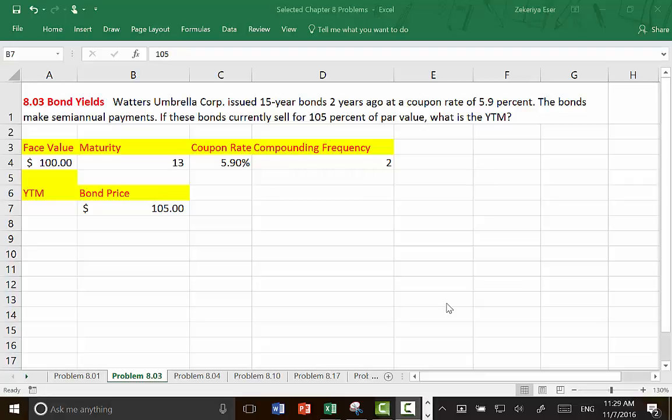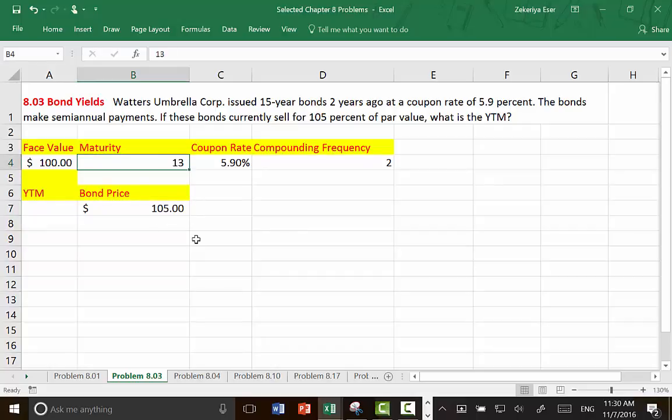In this problem, we have 2-year-old, 15-year bonds that were issued 2 years ago at a coupon rate of 5.9%. These bonds make semi-annual payments, and if these bonds currently sell for 105% of par value, what is the yield to maturity? Well, let's go ahead and assume par value is 100, bond price therefore is 105.